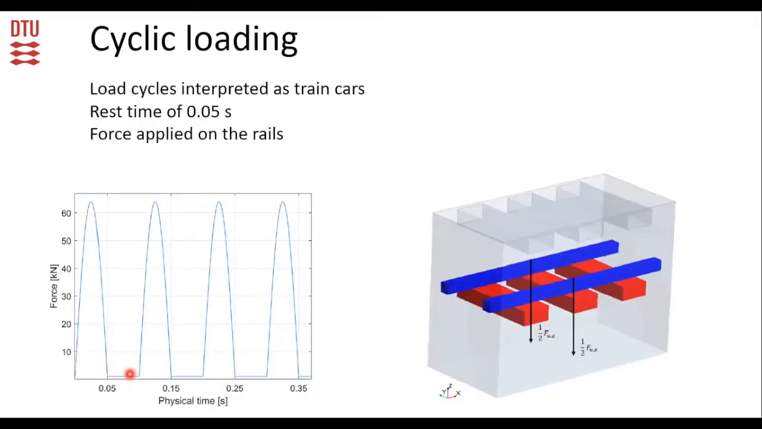The last step before simulation is to define the cyclic loading induced by the trains. It is applied by adding an external body force on the rails. The cyclic loading is modeled as a trigonometric load function with a peak of 63 kilonewtons, and each peak models a load of 1 train car passing. Here the load is applied within 0.05 seconds, and it is followed by a similar amount of rest time. And the rest time refers to the time between the rails are unloaded until the next load.